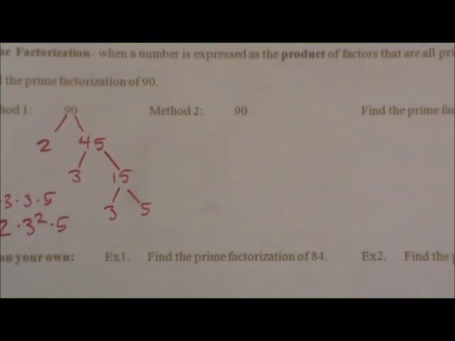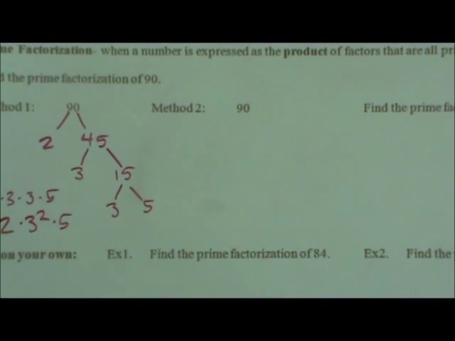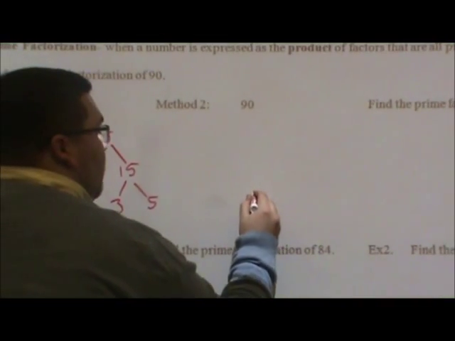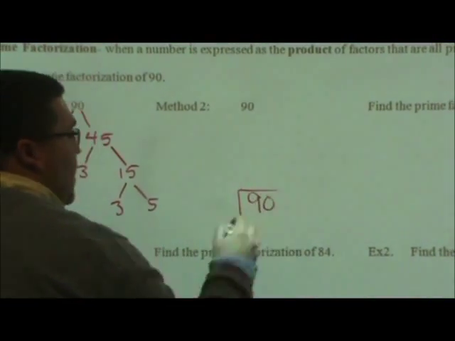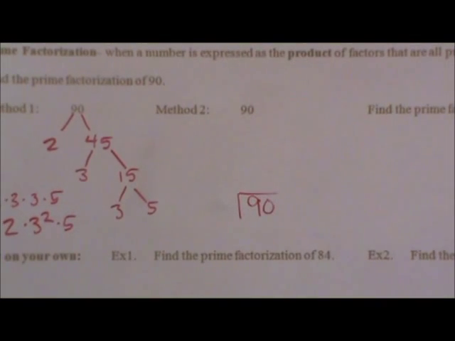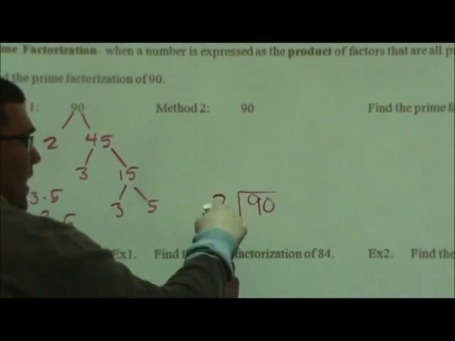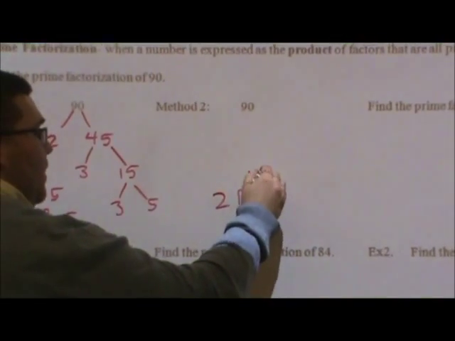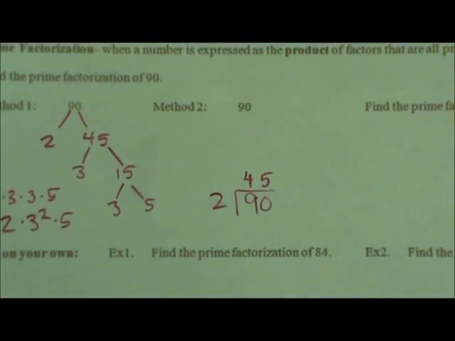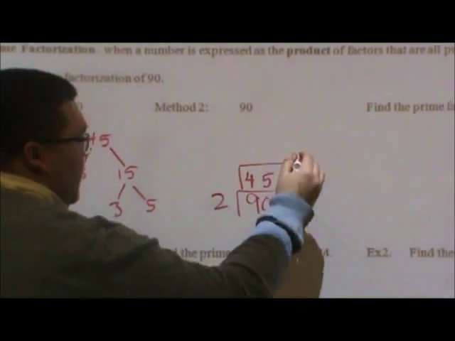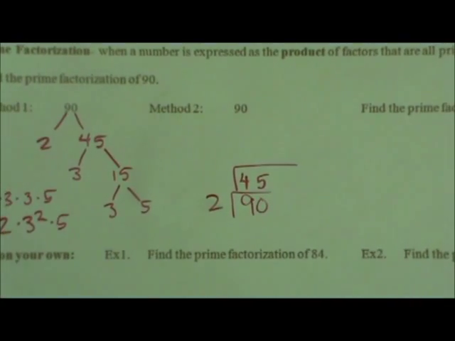Alright, the second method that some of you may have seen is the birthday cake method. And how you start that is, you put your number at the bottom and you use the division bar. And the same thing, we want to find what's the smallest number that's prime that goes into 90. Well, we know it's 2. So when we divide 90 by 2, you get 45. And you add another layer to the cake and repeat the process. There's my next layer. And we keep going.